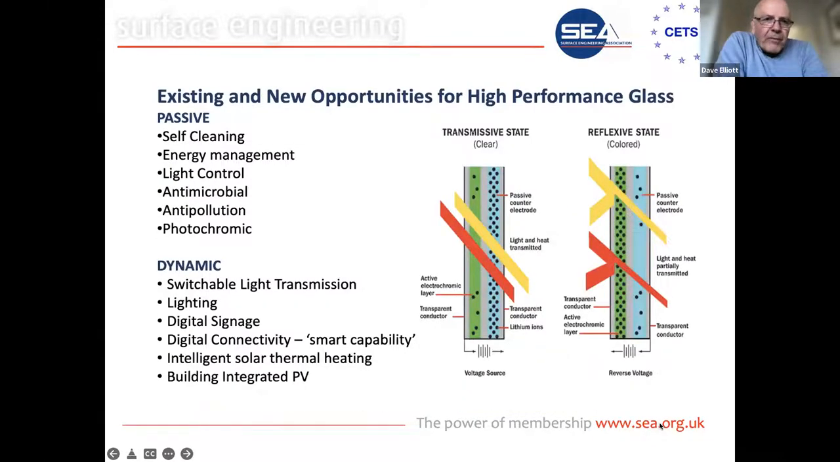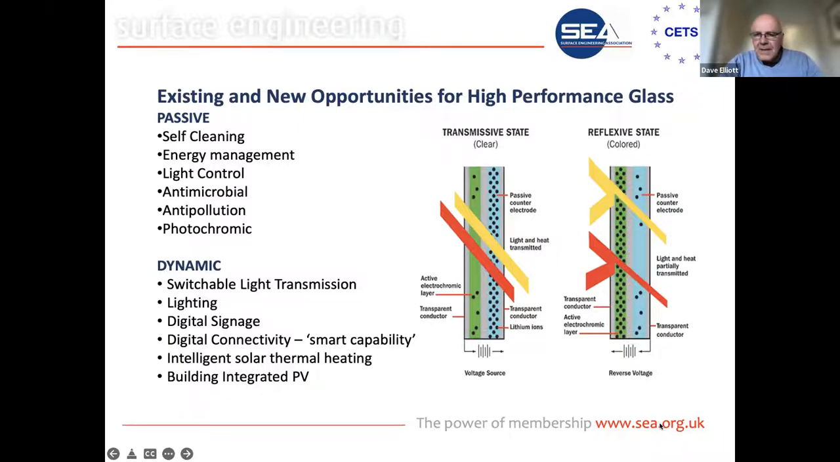Now, there's a lot of opportunity in new opportunities, but also existing coatings. I've just listed a few here. On the passive side, we've got coatings on glass that will self-clean, manage energy, control light, can be antimicrobial, anti-pollution, photochromatic. And then what you can have is called dynamic. So you can actually switch the light transmission.